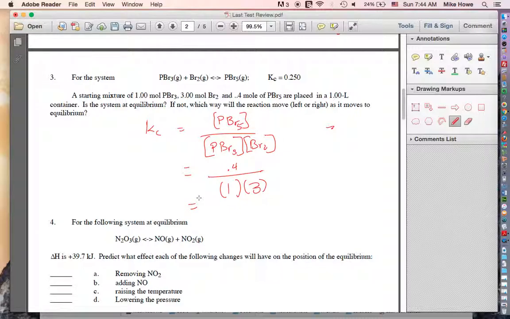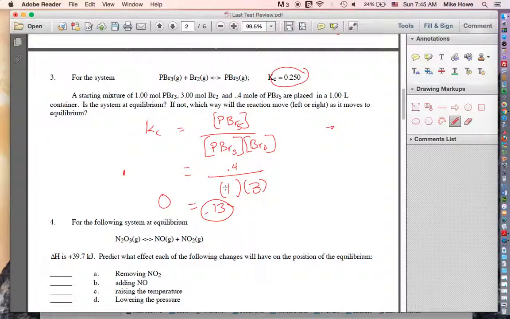So now I work it out, 0.4. Then I'm going to divide by 1 and divide by 3. So really 0.4 divided by 3 is 0.13. All right, then you compare this number to the actual constant. So this is called Q. Q is the reaction quotient. So the reaction quotient is 0.13. The constant is 0.25. Is 0.13 bigger or smaller than 0.25? Well, it's smaller. If it's smaller, in order to match the equilibrium constant of 0.25, it needs to get bigger.